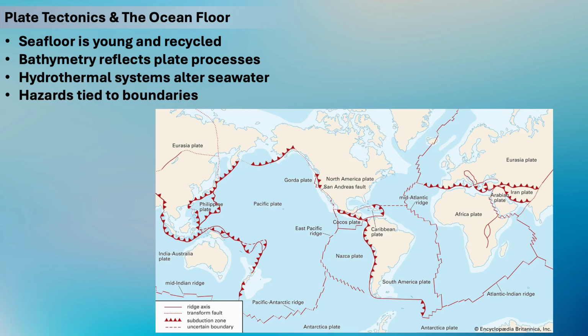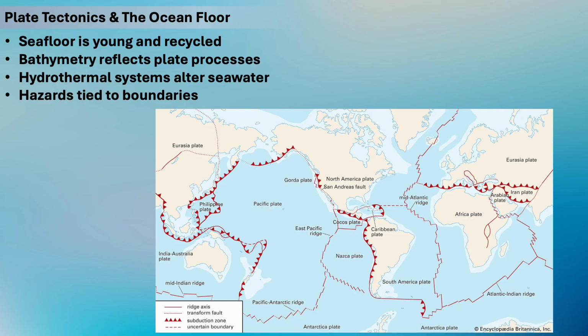Transform boundaries leave linear scars on the seafloor where crust of different ages and elevations are juxtaposed. Subduction zones create the deepest features on Earth, ocean trenches, while also building volcanic arcs and broad regions of elevated topography. Hotspot volcanism constructs isolated volcanic islands, seamount chains, and broad swells in the oceanic crust.